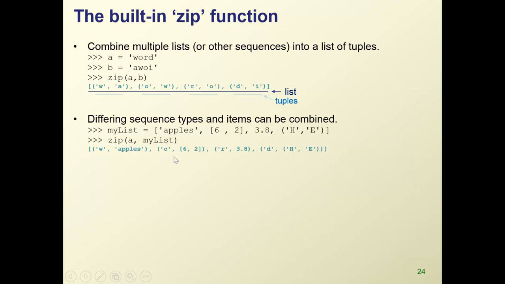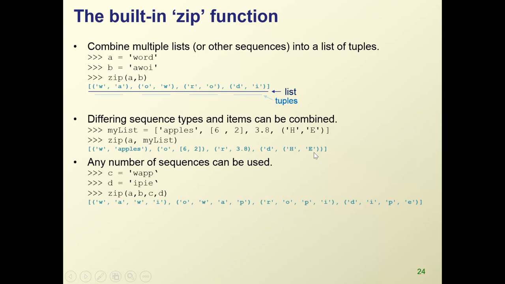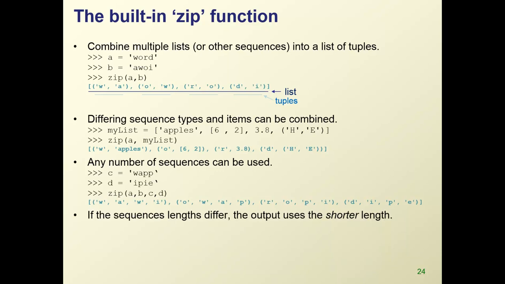O in word, and 6.2 is the next item in this list. It's a list inside of the list. And we go on down, we have a float, and we have a tuple. And we get R and the float, D and the tuple. You can combine any number of sequences. Here we're combining A, B, C, and D, just to show that we can do more than a pair.